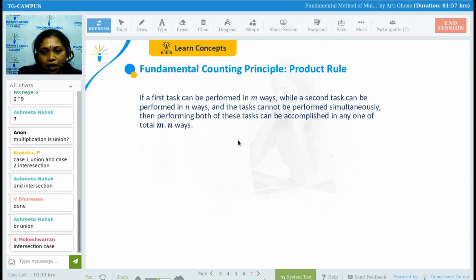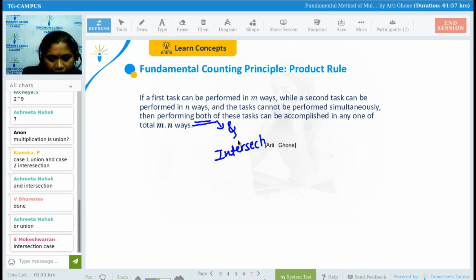If a task is performed in M ways, and the second task is performed in N ways, that is fine. Then both is another word; or and and are the connectives. Clear? Both is also fine with and. Okay. So it is M into N ways. That means it is an intersection. Clear? Yes or no?